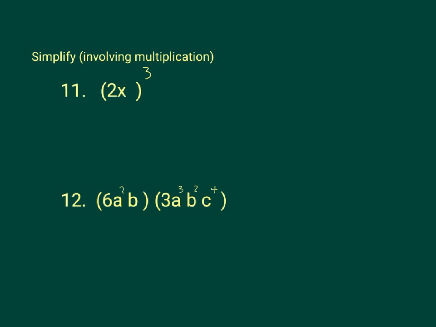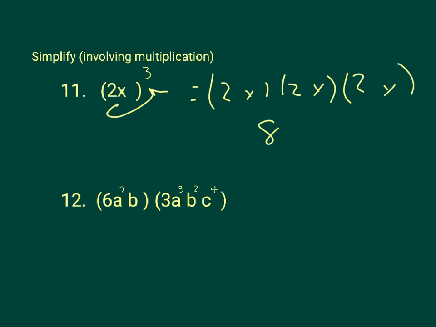Simplify, and this is with multiplication. 2x to the 3rd, this 3 means you're going to repeat this multiplication of 2x 3 times. So it's like 2x times 2x, and it might be worth taking the time to write this out for you. And 2x. 2 times 2 times 2 is 8. x times x times x is a short way to write it, x to the 3rd.